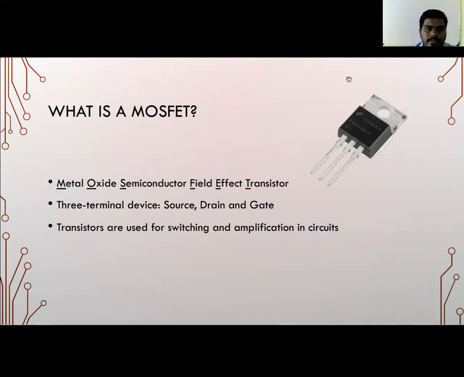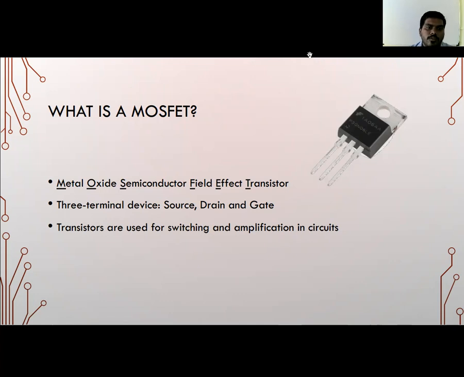So MOSFET stands for, M stands for metal, which means there will be a metal contact. O stands for oxide, which means there will be a chemical element, that is oxide, metal oxide. S stands for the semiconductor, which means we are using not an insulator, not a conductor, we are going to use a semiconductor here.